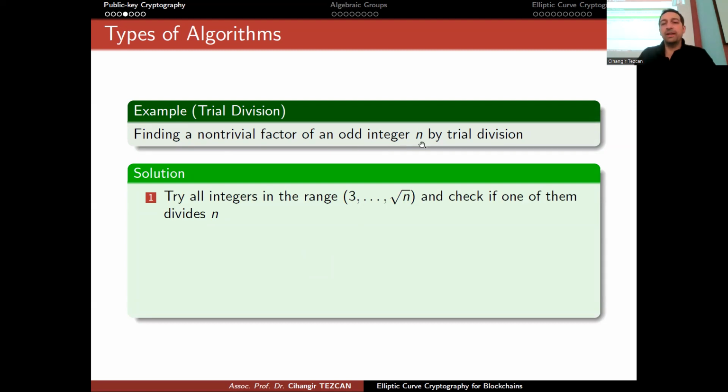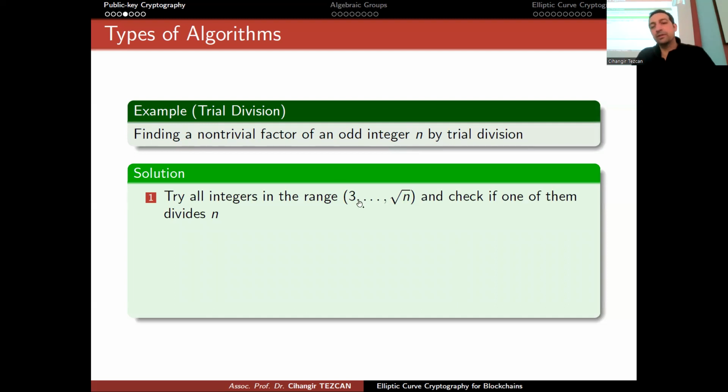So you have the number N. If it is an odd number, then there's no need to check if it is divisible by 2. So you can try all integers in the range starting from 3 to square root of N. So what you do is as follows. First, you check if 3 divides N. If it doesn't, you check if 4 divides N. If it doesn't, you check 5 divides N. So you continue in this way until you come up with the divisor, right?